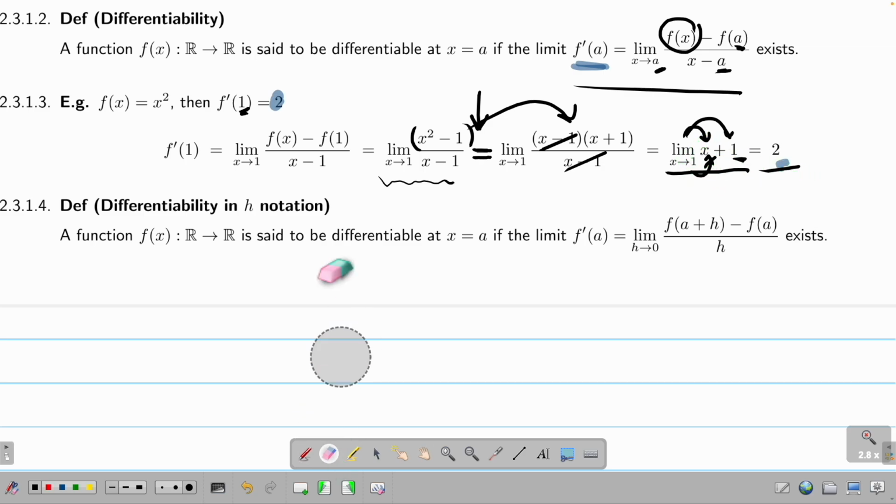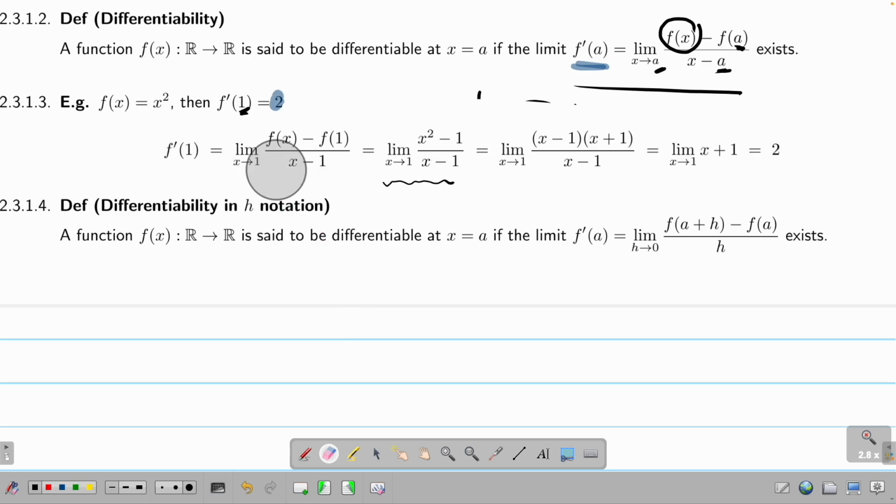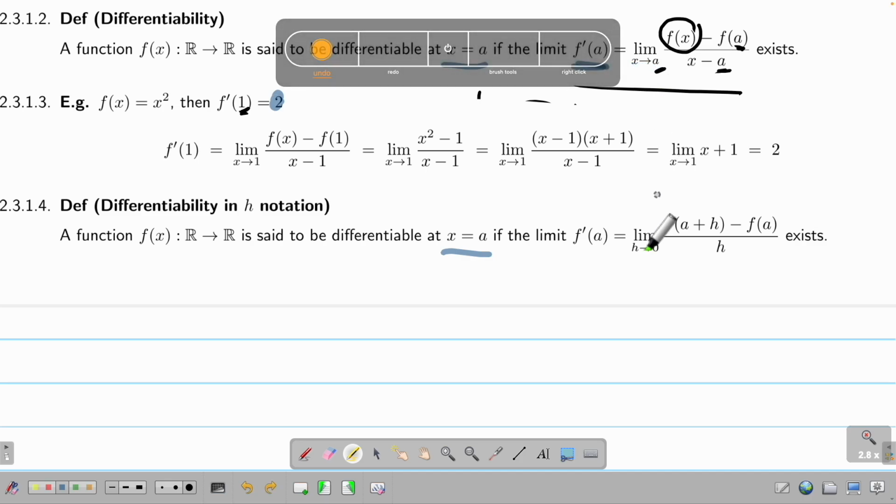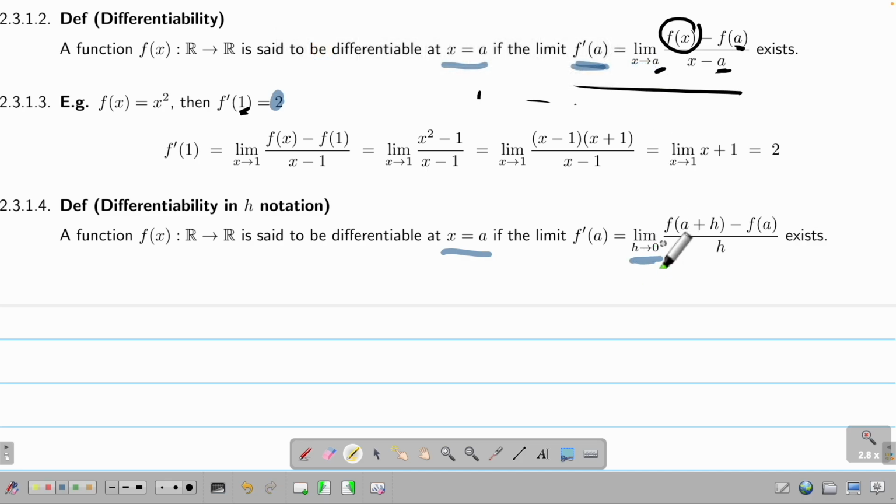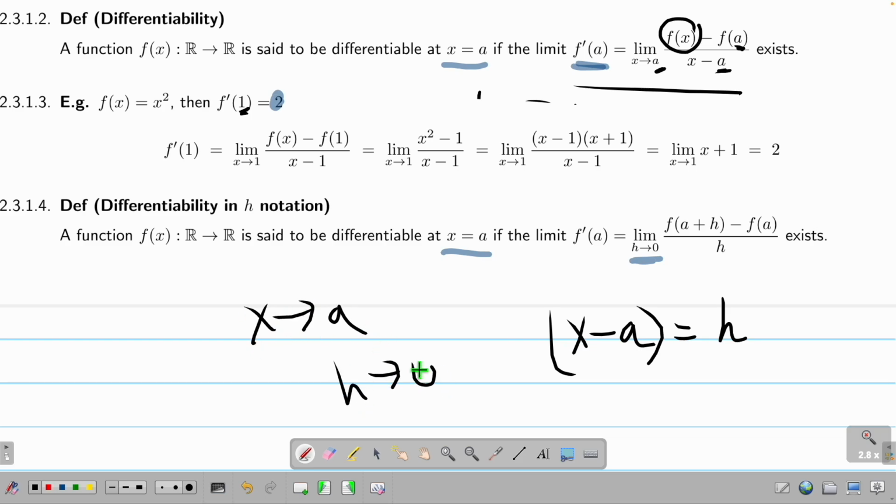That's it. This is the first way you can write differentiation, but you can have a second way, h notation. I have a particular number a, this part and this part are the same, nothing changed. Previously, I wrote x goes to a. This is now changed. I no longer write x goes to a. I write h goes to 0. My x minus a is h. This is the gap between x and a, right? Now I'm saying x going to a is the same as the gap going to 0.